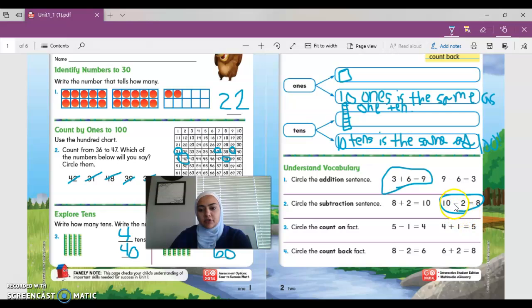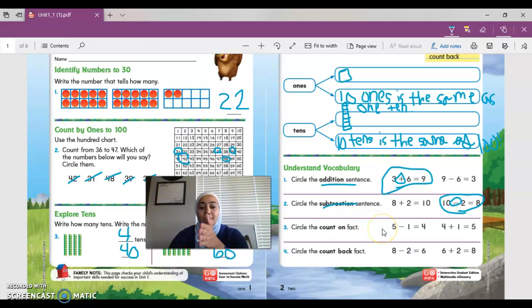This is the subtraction sign. So let's circle that. Subtraction, and underline the word subtraction. Underline the word addition, and circle the plus sign. Circle that count on fact. So the count on means you're adding 1. So if I count on from 4, then I'll say 5, 6, 7, 8.